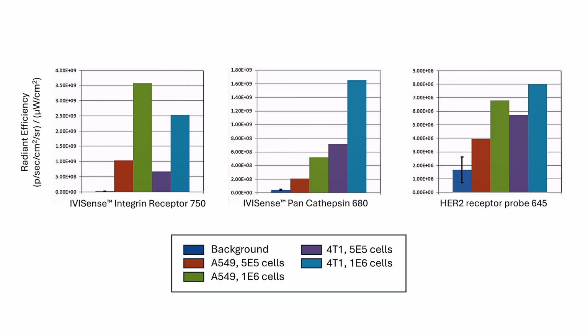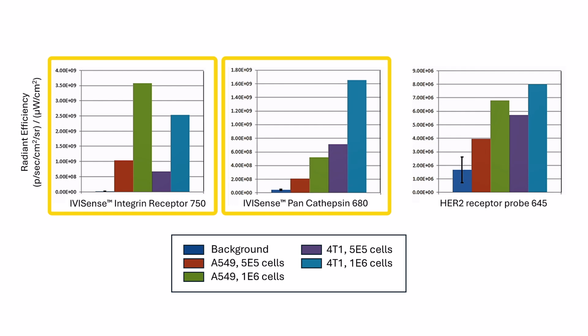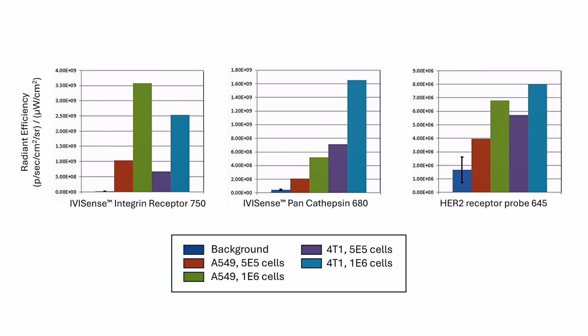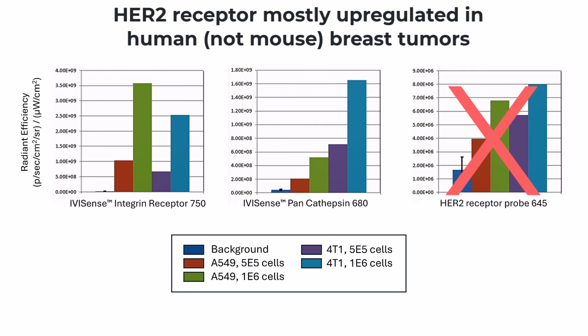In summary, 4T1 Luc2 cells and A549 cells are only targeted by the IVISense integrin receptor 750 and pan-cathepsin 680 probes. These results indicate the presence of metastatic potential and underlying cathepsin activity. As expected, the HER2 receptor probe is not optimal for A549 cells as lung tumors express little or no HER2 receptor. Nor is it optimal for 4T1 cells as they are a murine cell line and HER2 receptors are upregulated primarily in human breast tumor cell lines.